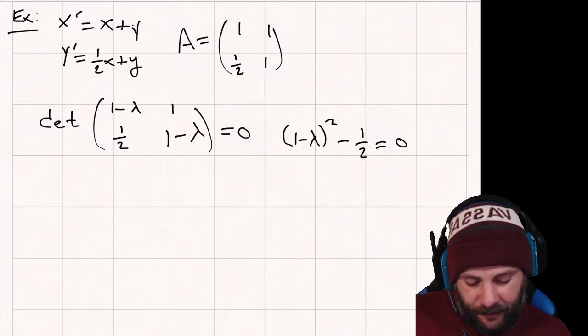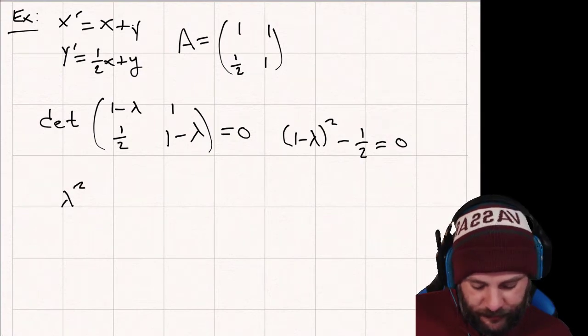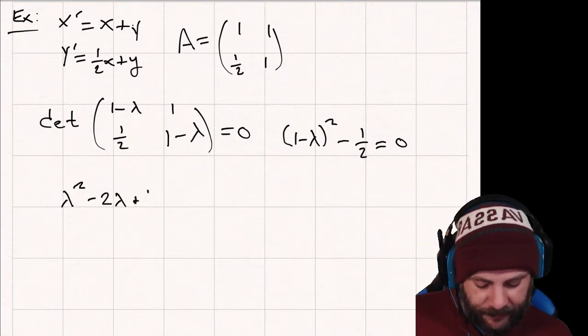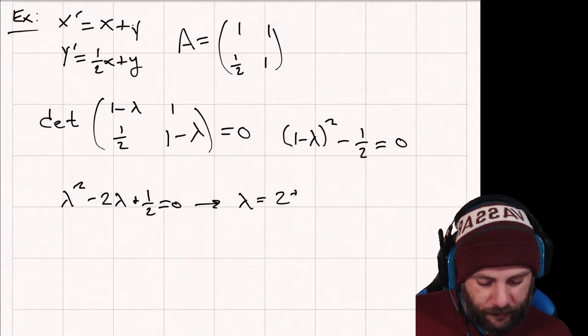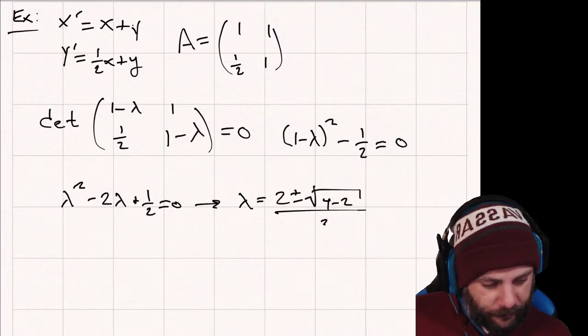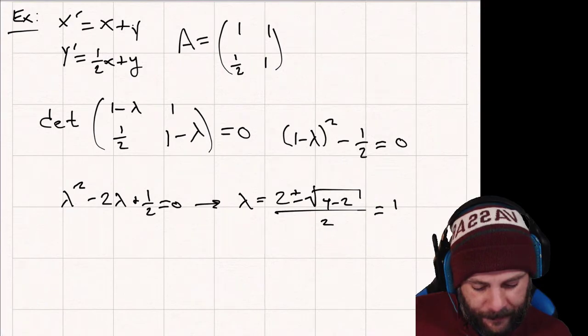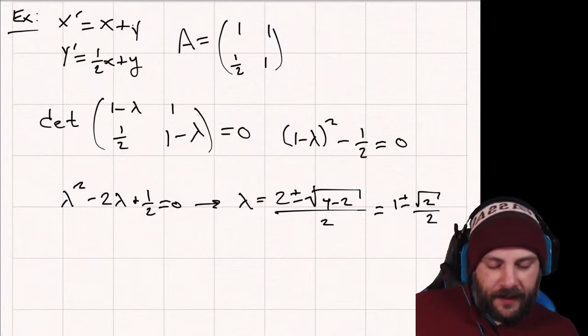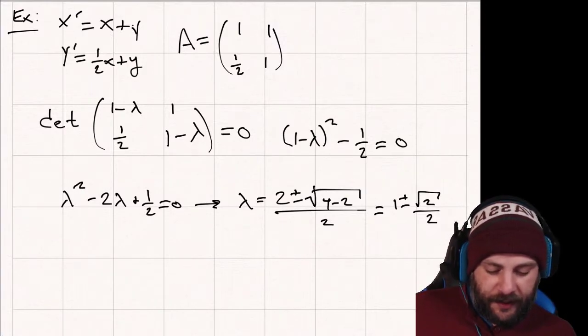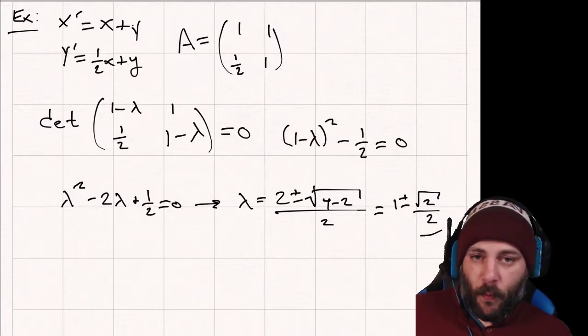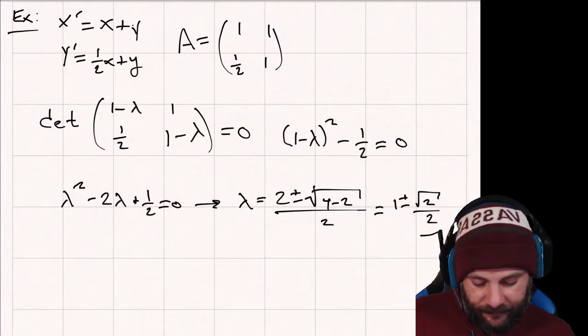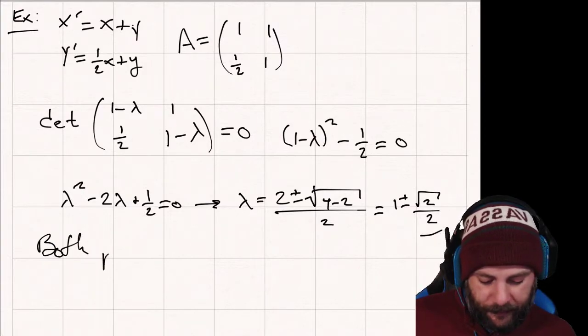to 0. Okay, doing out the wee bits of algebra we've got lambda squared minus 2 lambda plus 1/2 equals 0, which implies that lambda equals 2 plus or minus the square root of 4 minus 2, all over 2. And so what we've got here is 1 plus or minus root 2 over 2. Okay, now what's important to notice here is root 2 over 2 is smaller than the number 1, so both of these are positive.